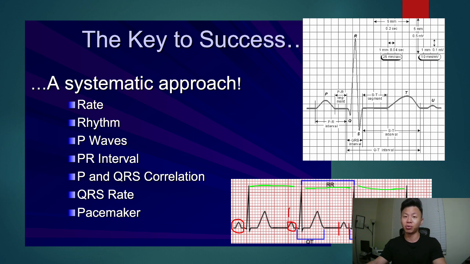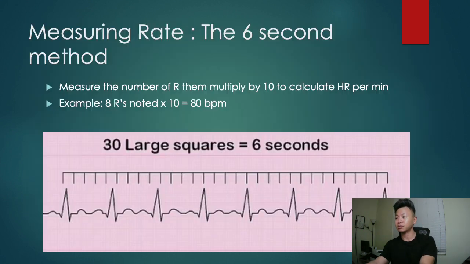Is there an atrial beat to every ventricular beat? Because if the atrium beats, you need the ventricle to beat as well. And you need to find out the QRS rate, which is the heart rate. And of course, we'll talk about if there is a pacemaker as well.